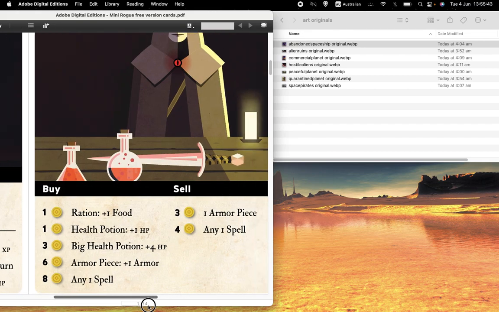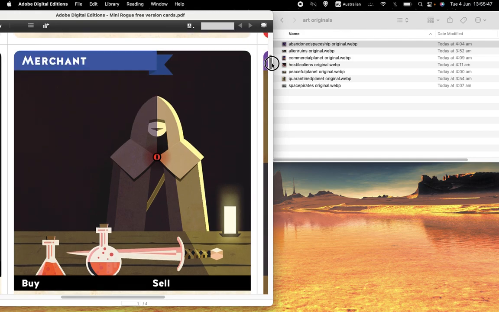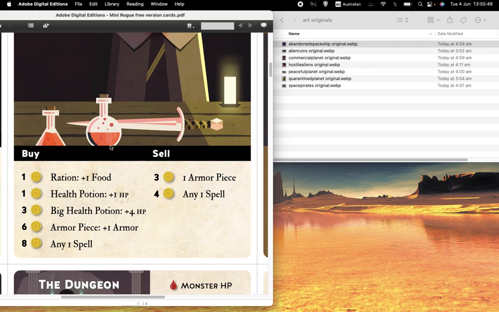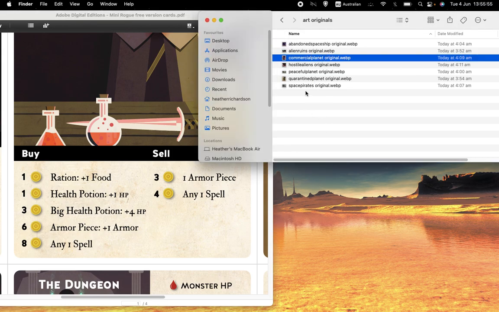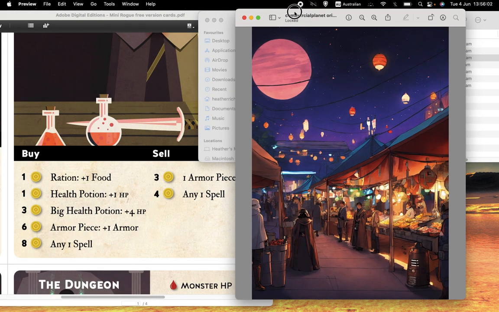Then we have merchants, where you pay money to buy different things, and that I've called Commercial Planet, and this is the picture that I've got. It looks like a night market of some kind. I quite like the comic book looking style of that.